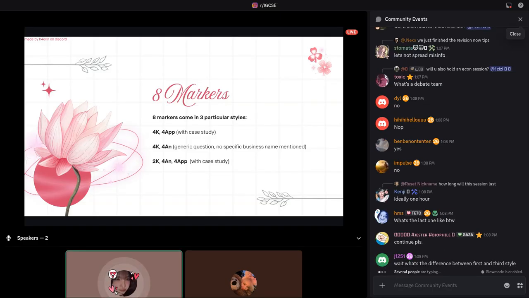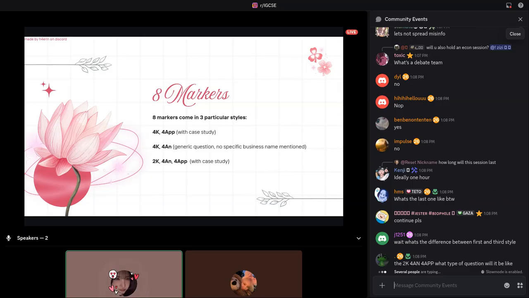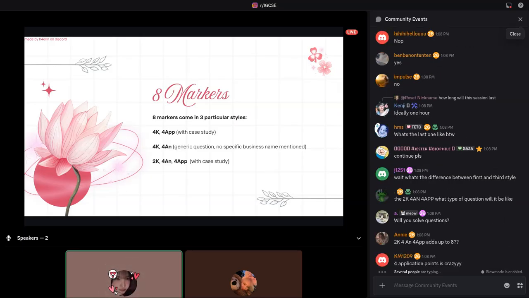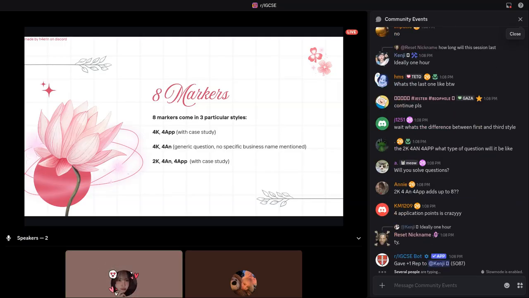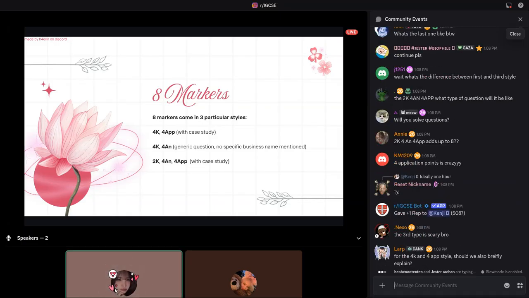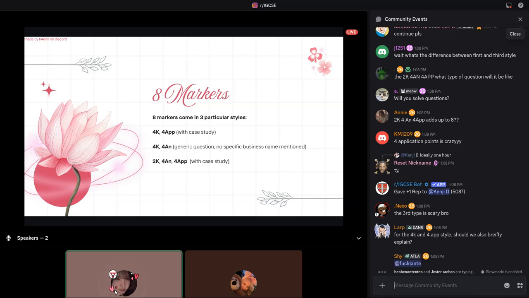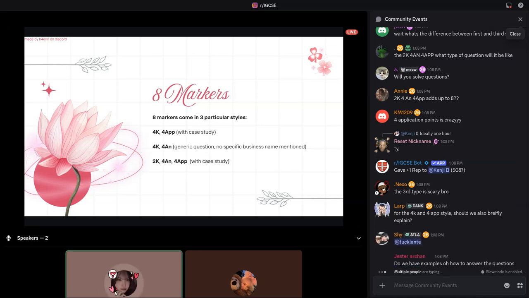The last one should be like, for example, state or outline 2 benefits of batch production. So you would have to say 2 reasons, and then you would have to use application, analysis, and further analysis for each reason. Oh, sorry guys, there is a typo. I meant 2 knowledge, 4 analysis, and 2 application. I'm so sorry.